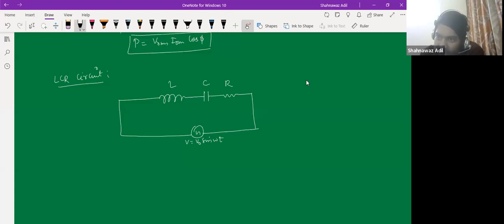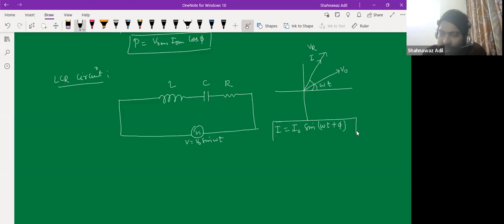You have to remember this diagram. Always remember that we have this input voltage, V naught sine omega t, and you have this current, right? This is VR and the current is I. And the current that you are getting in this circuit is I naught sine omega t plus phi. This phi is dependent upon what kind of circuit you have.